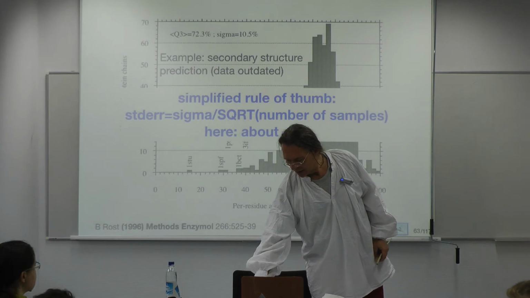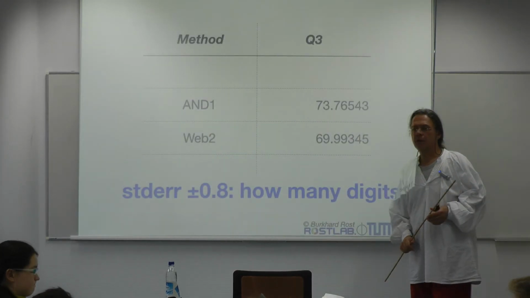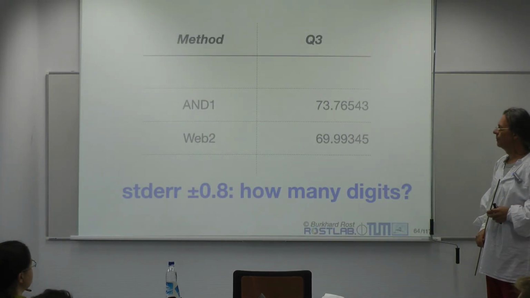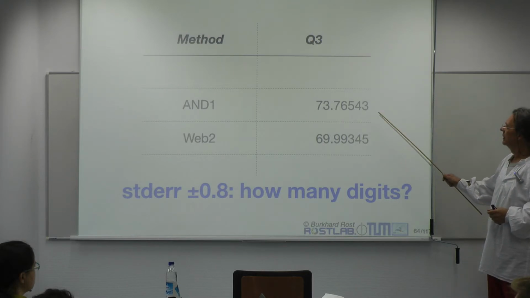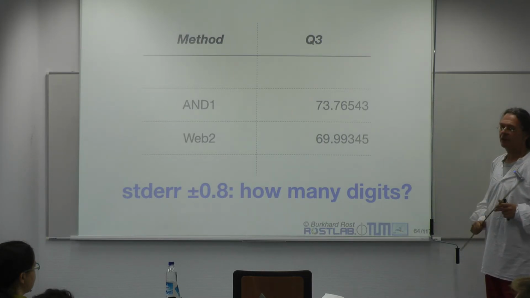Now, if the standard error would be 0.8, how many digits should I show? It's very clear that this last digit is not supported.